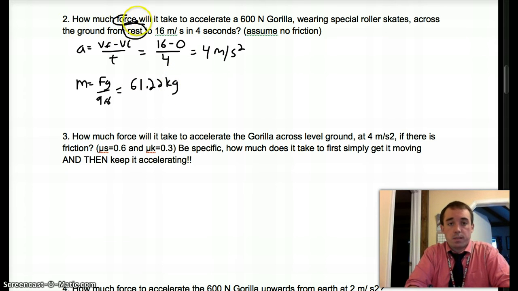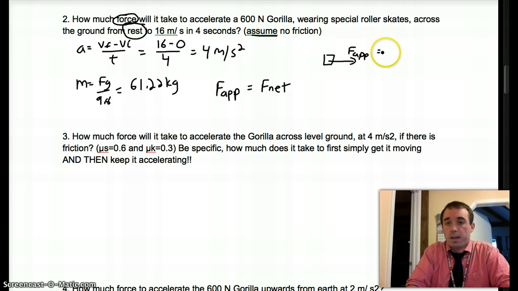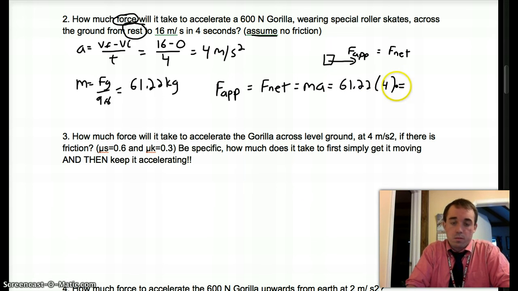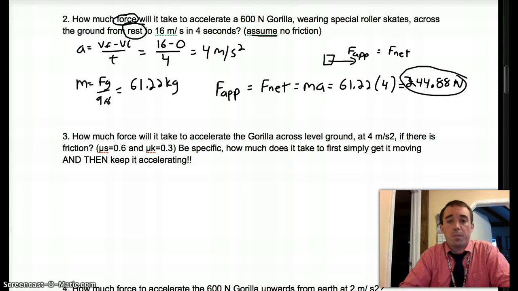There's only one force. It doesn't say anything about friction. Told to assume there is none. So the applied force will be the same as the net force because our gorilla will only have one force when applied. Total right minus total left. There is no left force. So our net force, by Newton's second law, mass times acceleration, 61.22 times 4, which equals 244.88 newtons. Okay. Hopefully that's good.